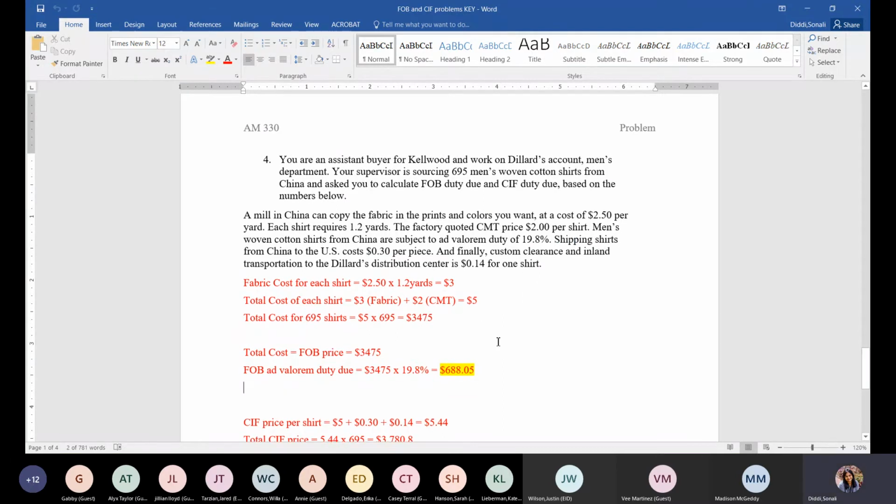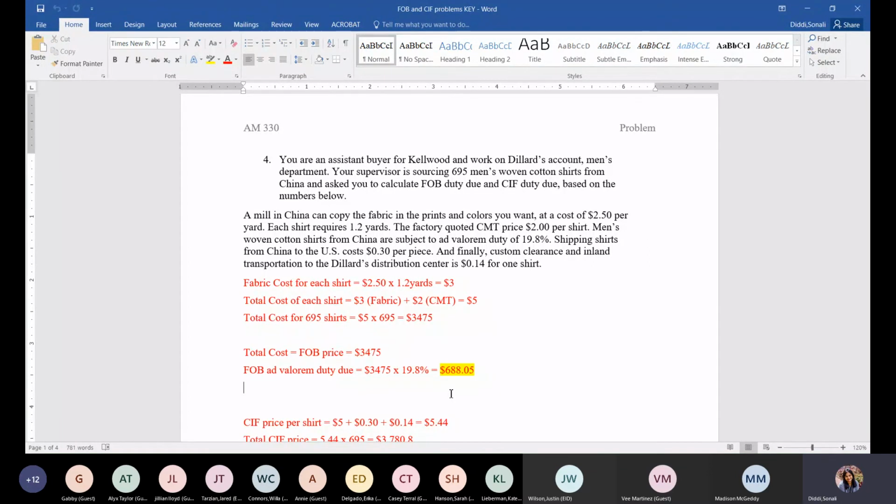Okay. So now for the total cost of the shirt, this is what was different. So you had to calculate the cost of each shirt. So fabric and trim each came up to $5 per shirt, and we had 695 shirts, so that came up to $3,475. So the total cost would be $3,475 times 19.8%. It's $688.05.